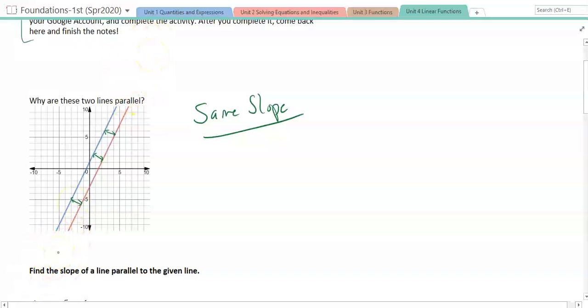It's never going to get closer. It's never going to get further away. And the reason is because those two lines have the same slope.